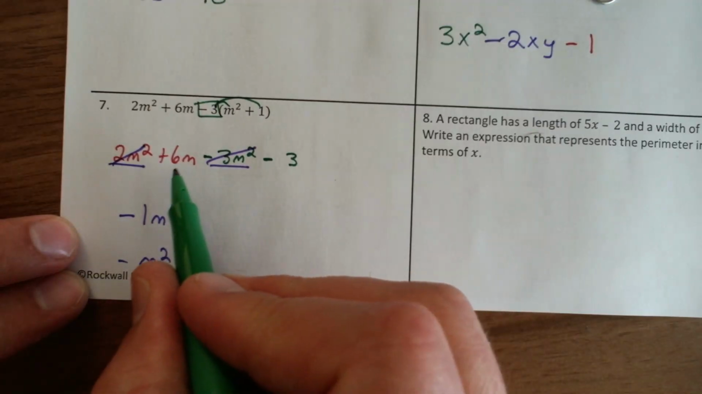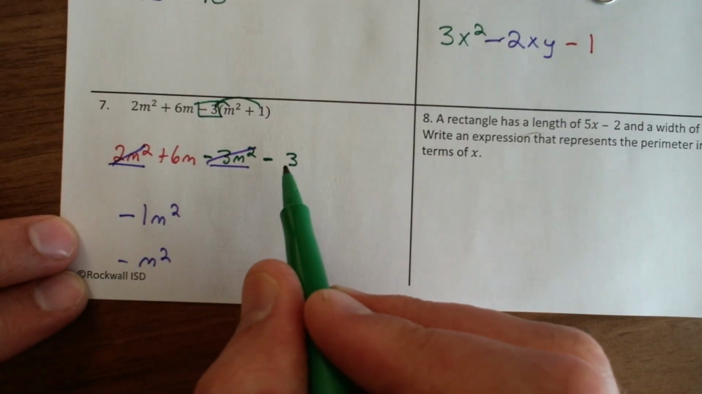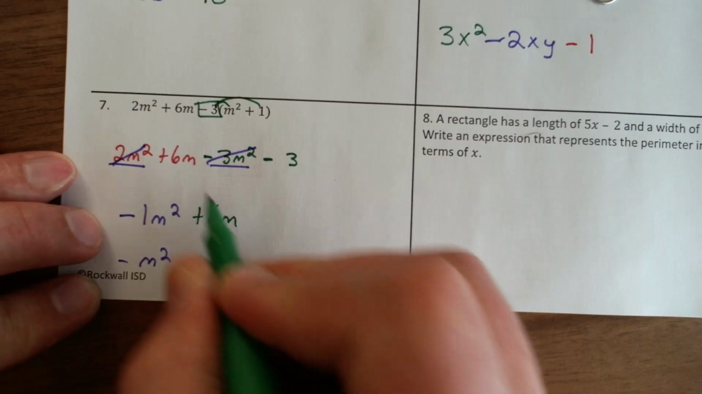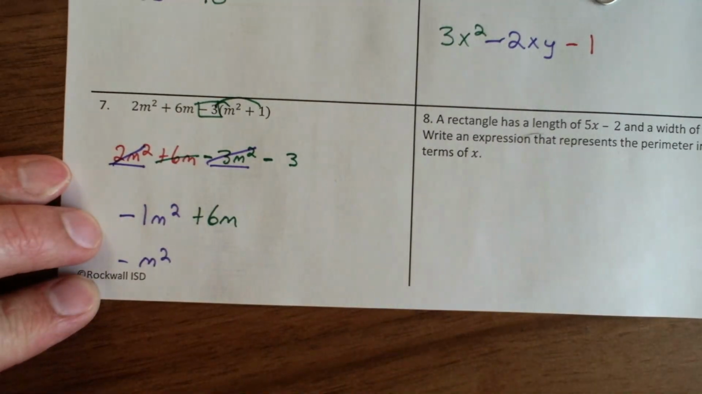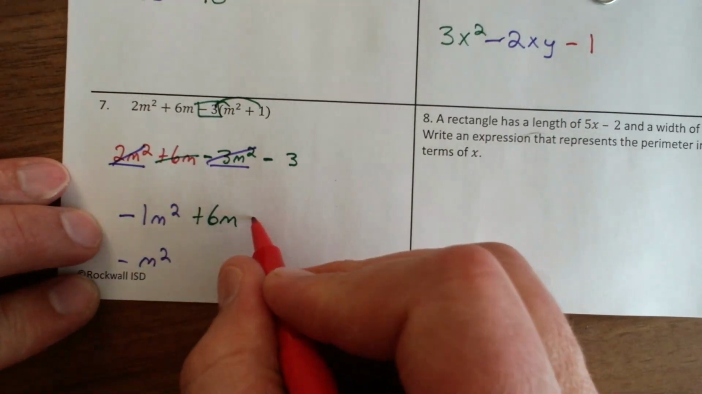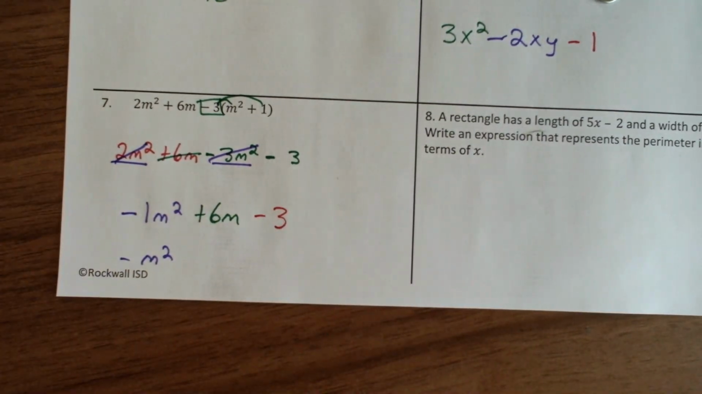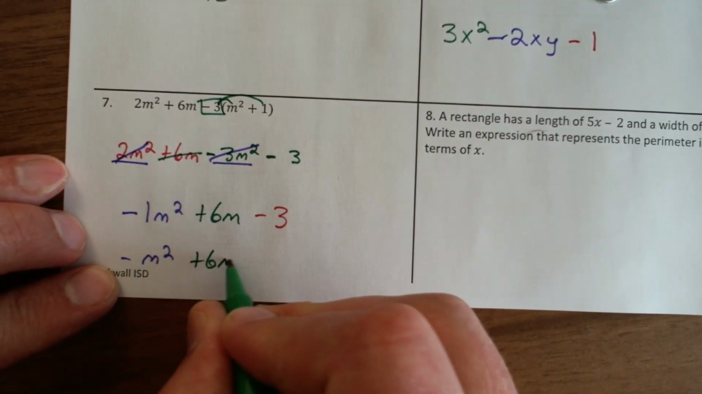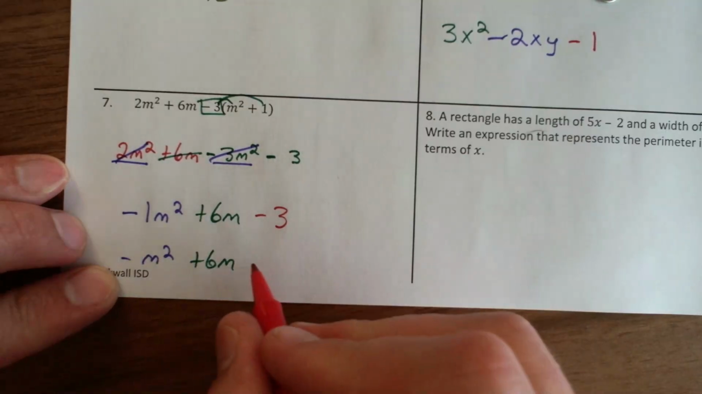I can't do anything with this 6m. It cannot combine with this negative 3. So this is plus 6m. And I can't do anything with that negative 3. So this is just simply negative 3. If you wrote this without the 1, this would be plus 6m. And this would be minus 3.